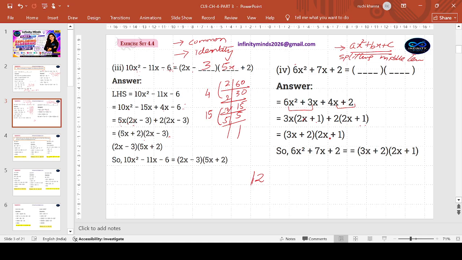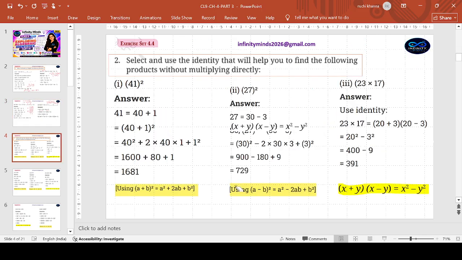Children, practice them. Splitting the middle term is a must. That is, I believe, one short question you get. It's very scoring. So this is factorized into these two. This was a simple one, all addition signs only. No adjustment of the sign. Coming to question number 2.